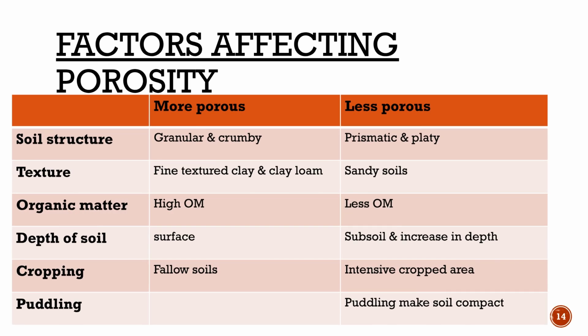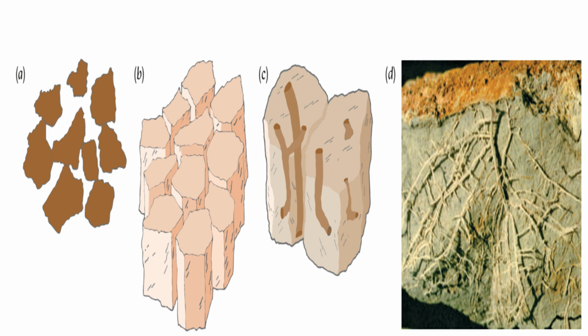Factors affecting porosity include soil structure, texture, organic matter, depth of soil, cropping, and puddling. Granular and crumbly soil is generally more porous than prismatic and platy soil. This slide visually demonstrates different soil structures that influence porosity.